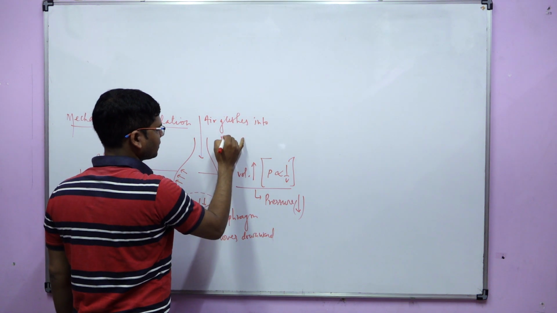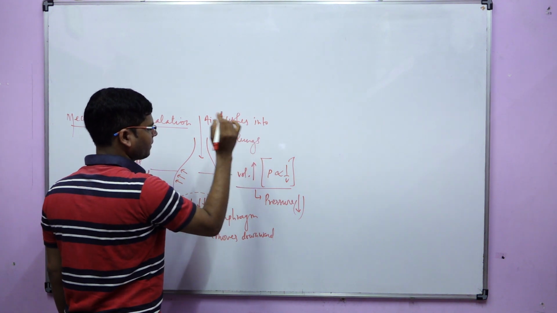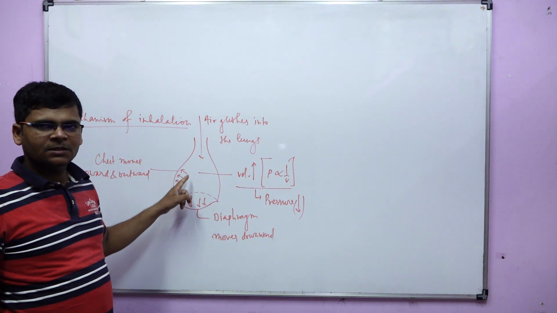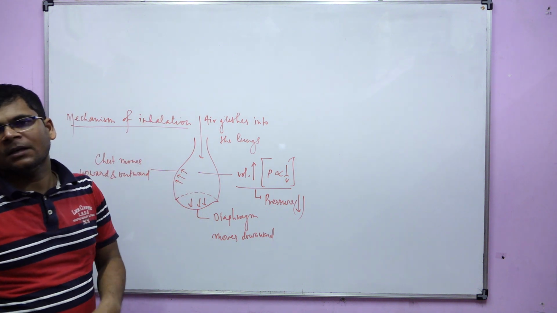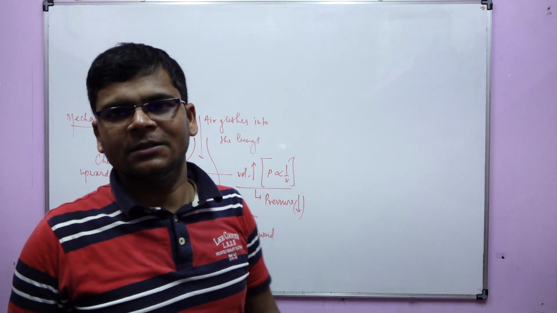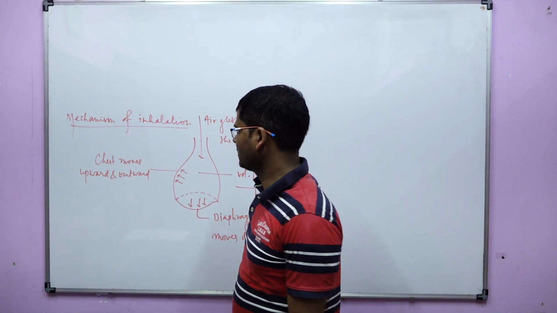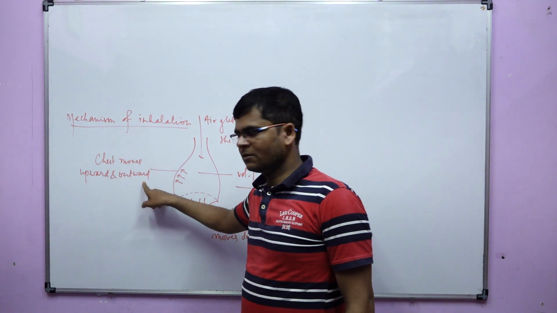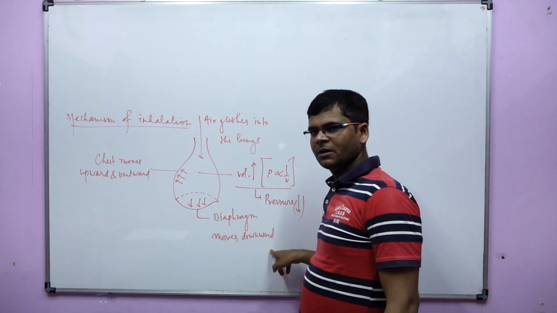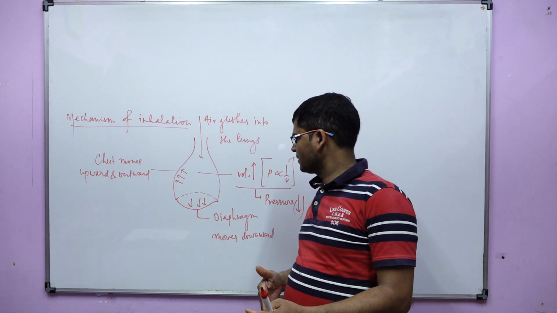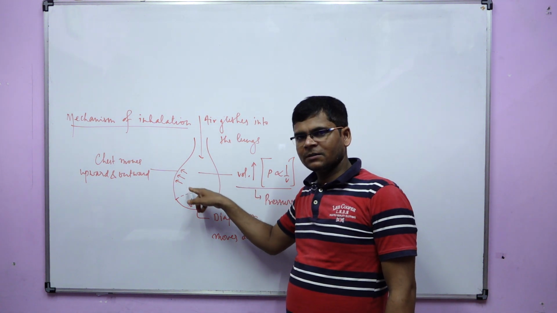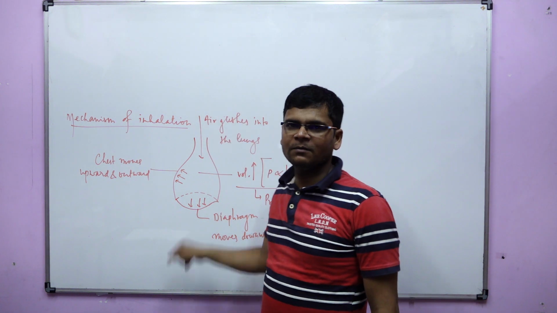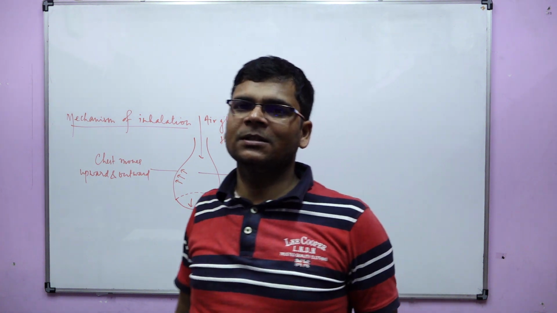Low pressure is developed in our chest cavity. Then air gushes into the lungs, enters into the lungs. So this is the basic mechanism that we have during inhalation. During inhalation, chest moves upward and outward. Simultaneously, diaphragm moves downward. When this happens, volume of our lungs increases, means pressure decreases in our lungs. So air from outside, from the atmosphere, gushes into the lungs.